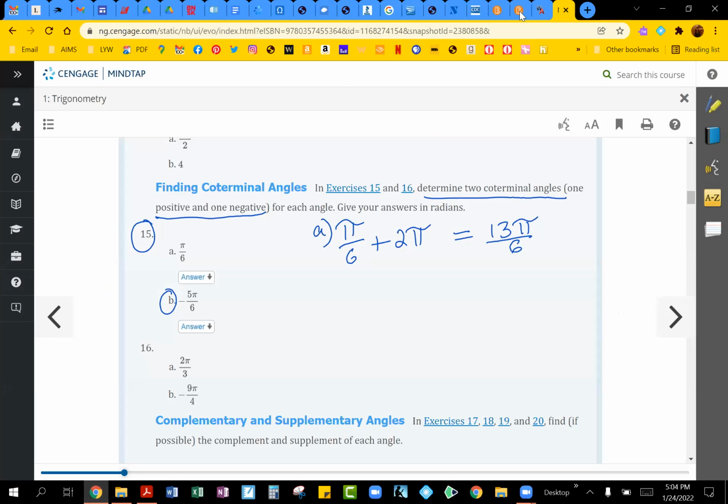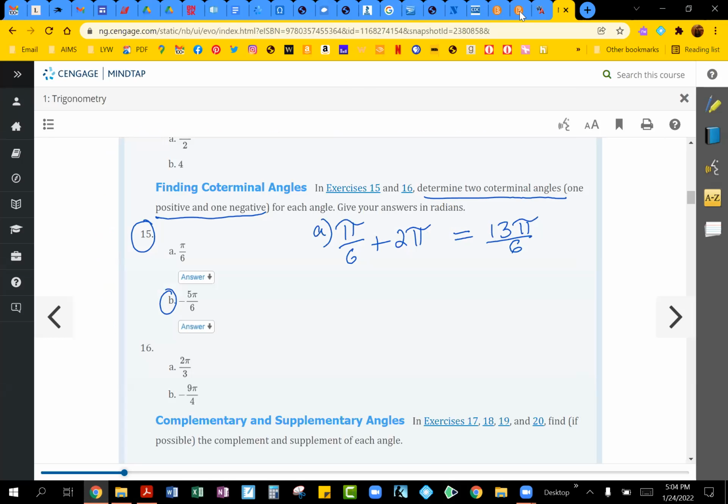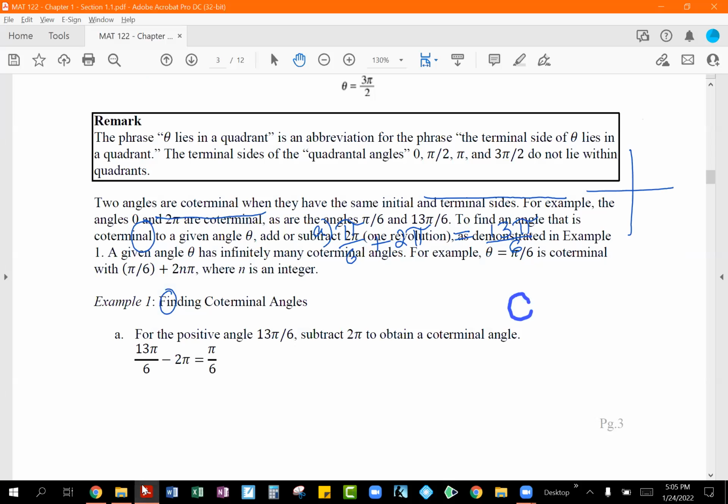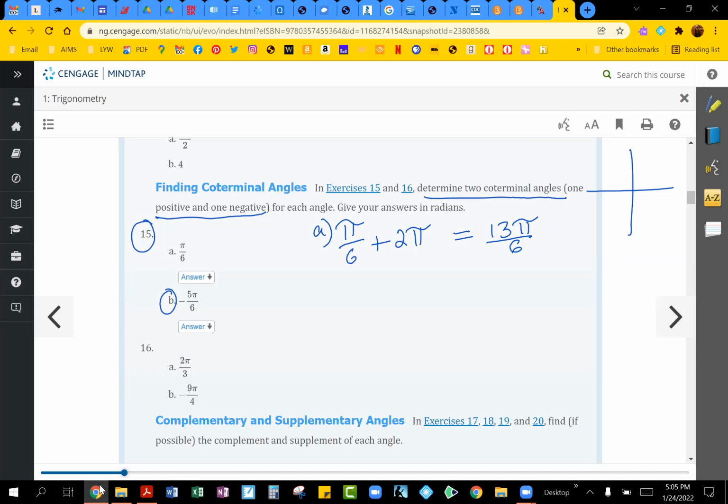Now, if we wanted an equivalent negative angle, because 13 pi over 6 is a positive angle, I'm just going to do a rough sketch over here. Pi over 6 is in that first quadrant. You can see pi over 6 is going to be this small angle over here. This is kind of what that pi over 6 will look like.